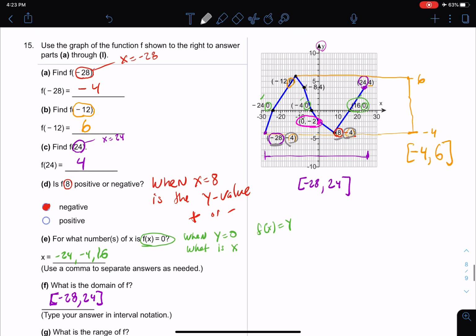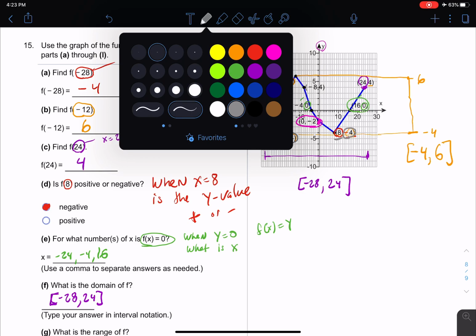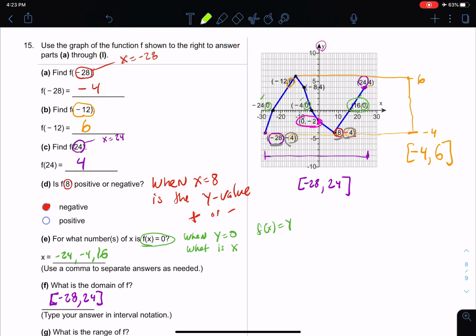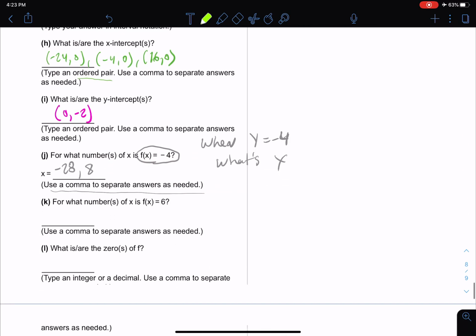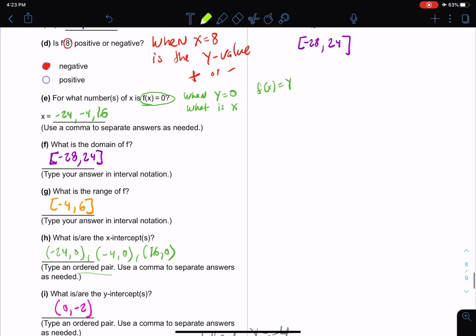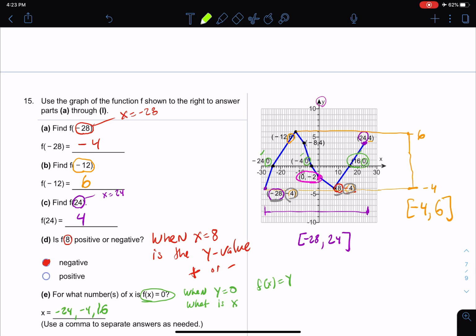For what numbers of x is f of x 6? I'm really running out of colors now. I'll go with this bright color here. If I were trying to put this into words, it's saying when y is 6, what's x? Let's see if I can find where y is 6. I see y is 6 right here. In fact, that is a peak, right? So I'm not going to have any other y values that have even gotten that high. So when y is 6, x is negative 12.